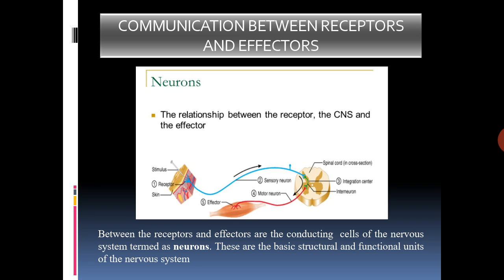These are the basic structural and functional unit of the nervous system, and they are spread throughout the body of an organism. They form a complex communication network and they communicate through an electrochemical process.